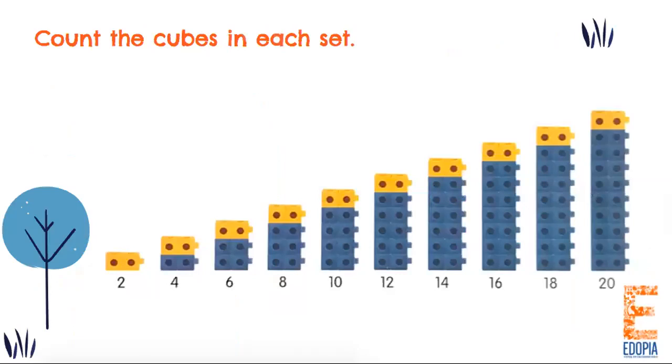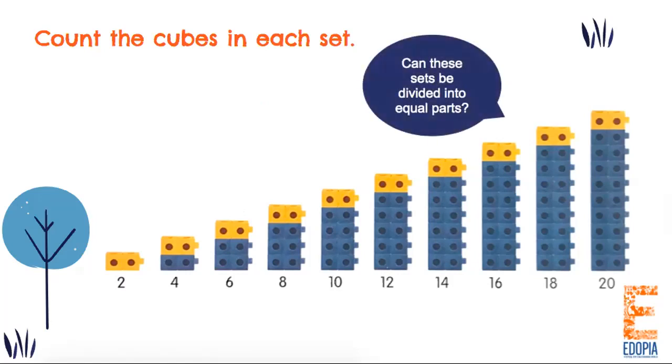Let's see over here. There are groups of cubes over here. And it seems like someone is making a tall tower step by step. 1, 2, 3, 4, 5, 6, 7, 8, 9, 10. There are 10 steps. If somebody was hopping around, they'd be able to jump around from one step to another. So let's try and split these. Can these sets be divided into equal parts? Okay, let's try it out over here.